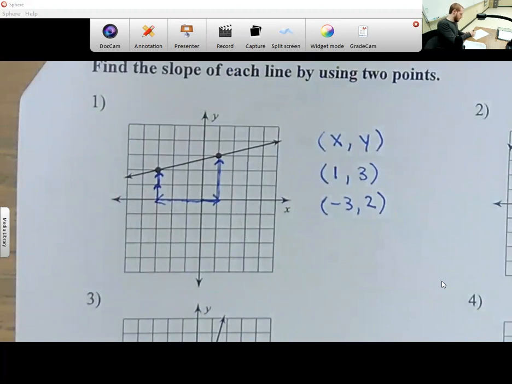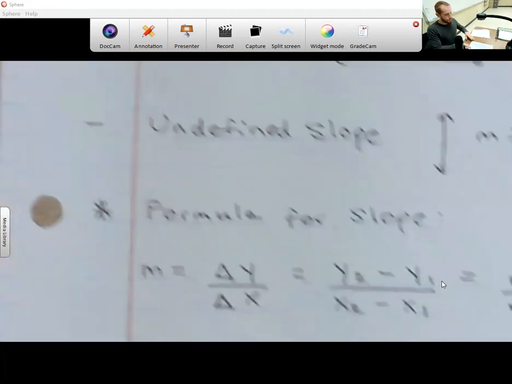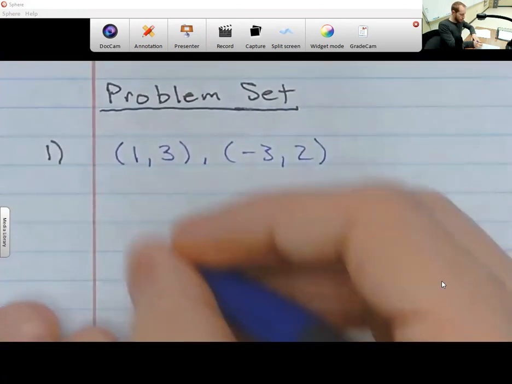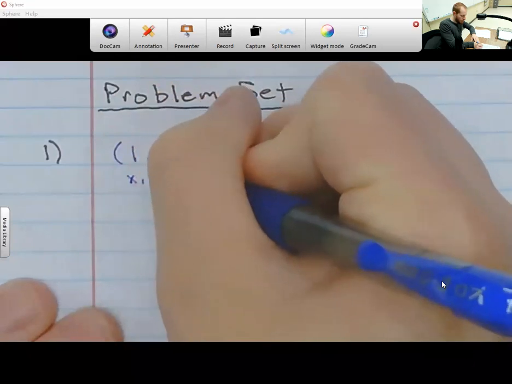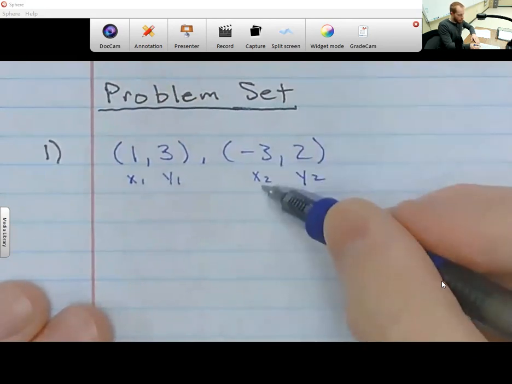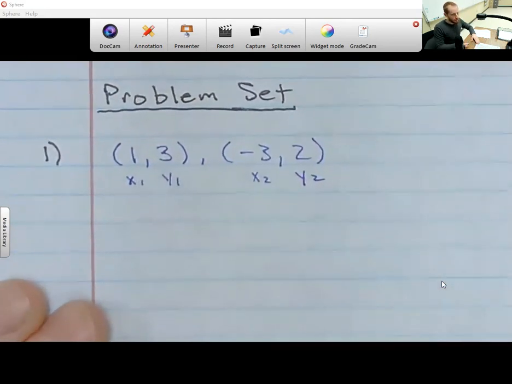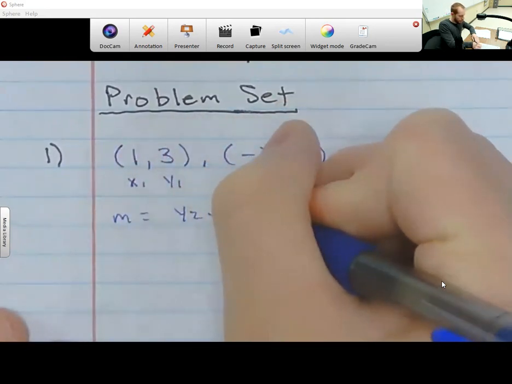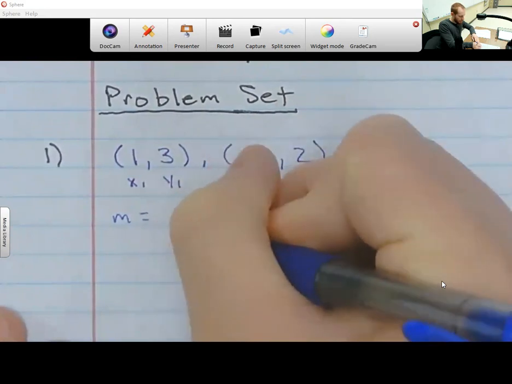Okay? So I'm going to go back to my notebook paper and write down the 2 points that I found. 1 comma 3, and negative 3 comma 2. Okay, so looking at this, I know that my first point is going to be x1, y1, and my second point is going to be x2, y2. The x coordinate always comes first. So when I put it in the formula, I'm going to have y2 minus y1 on top, and x2 minus x1 on the bottom.